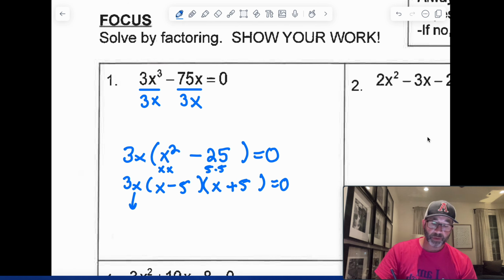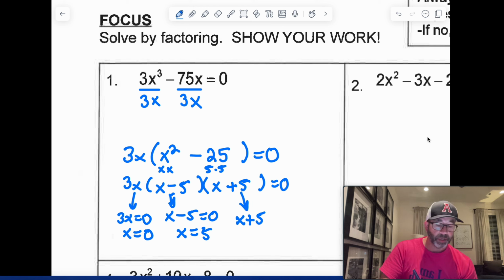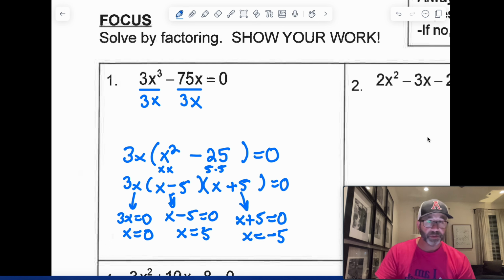So if I solve for each one of these, we have 3x is equal to 0. That means that x equals 0 is one of my answers. Solving for this x right here, we have x minus 5 is equal to 0. That means that x equals 5 is one of my answers. And then if we look at x plus 5 and set that equal to 0, we end up with x equal to negative 5. That is my third and final 0.